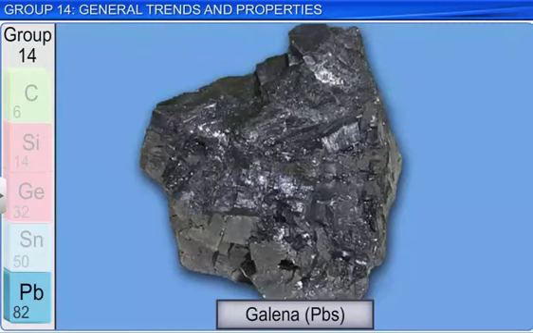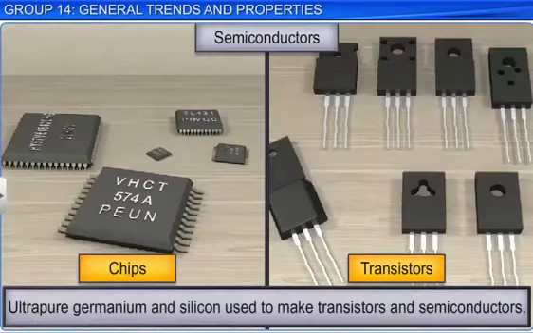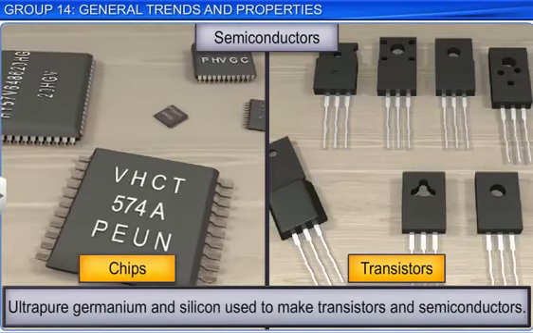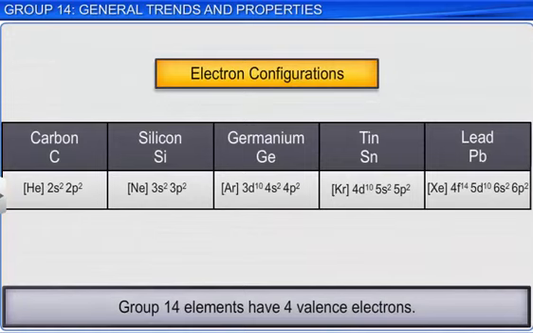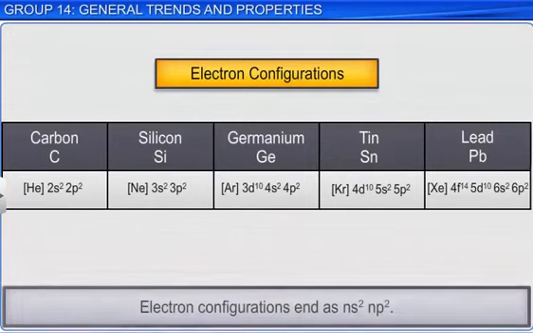Both germanium and silicon are important semiconductor materials. Ultra-pure samples are used to manufacture transistors and semiconductors. All the group 14 elements have 4 valence electrons. The electron configurations of all of them end as ns2, np2. However, despite the similar valence configurations, their inner cores do vary down the column as the D and F sublevels become available.